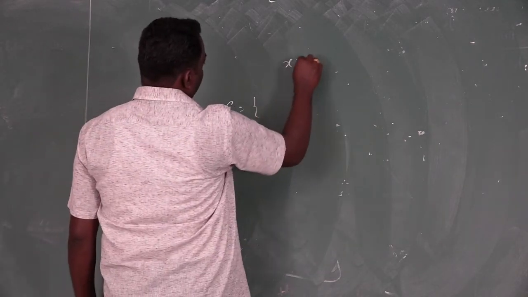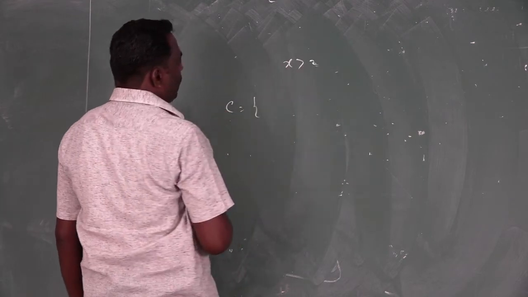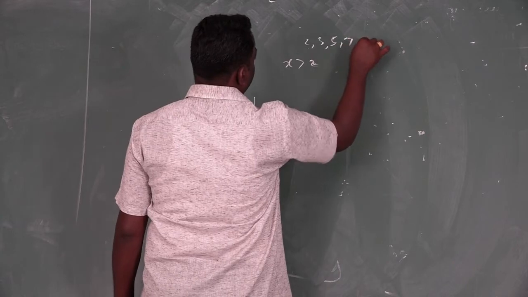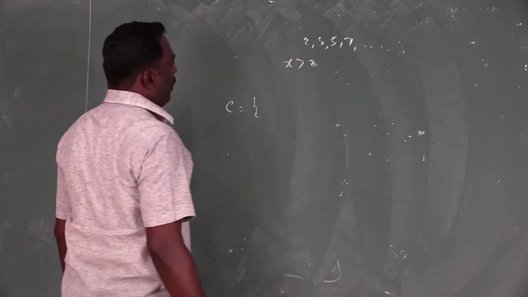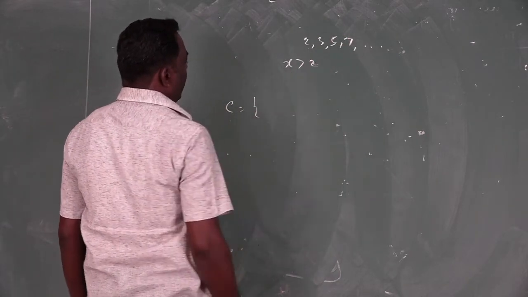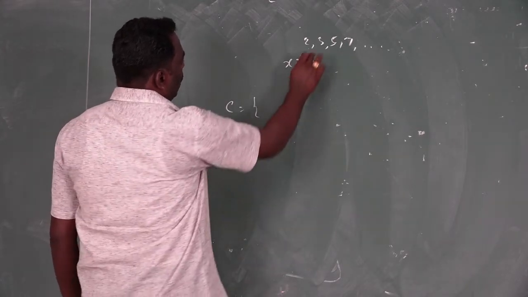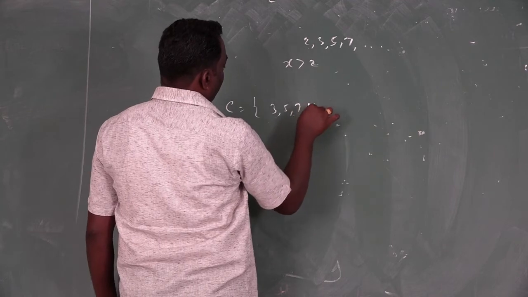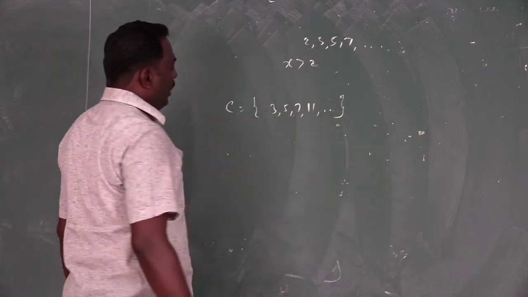X is greater than 2, which means prime numbers. We know what prime numbers are: 2, 3, 5, 7, etc. are called prime numbers. The prime numbers more than 2 are defined by 3, 5, 7, 11, etc. They are called prime numbers.